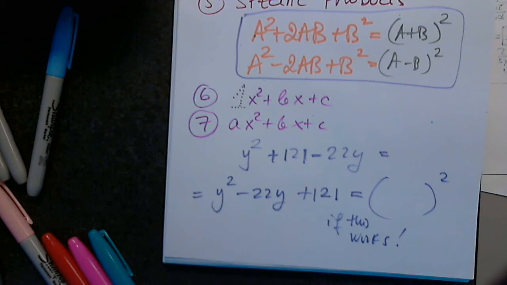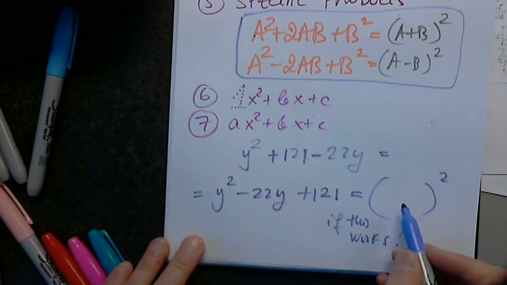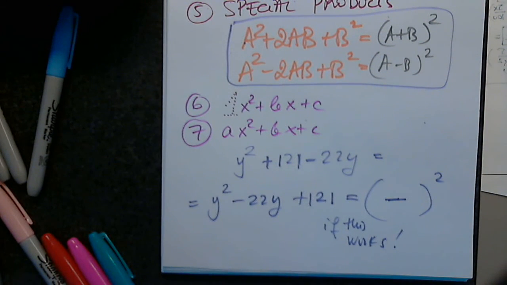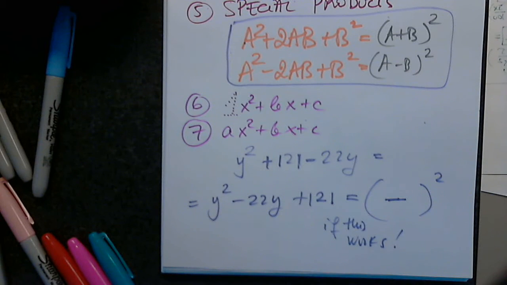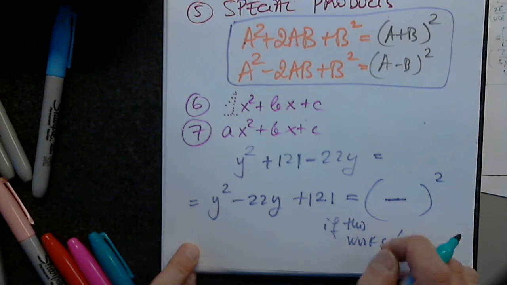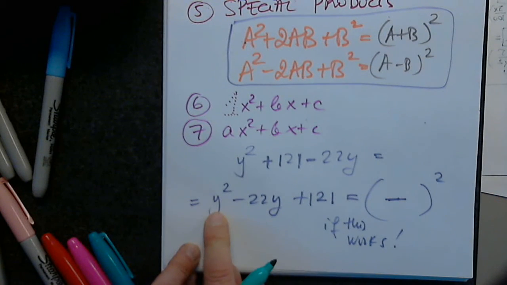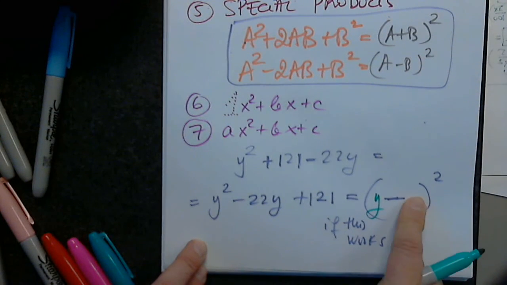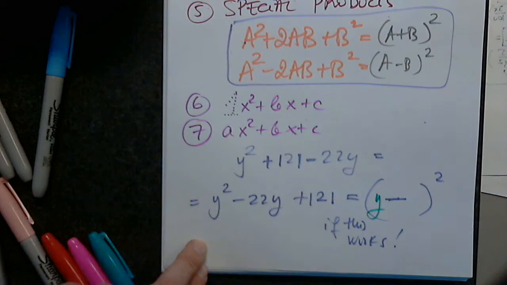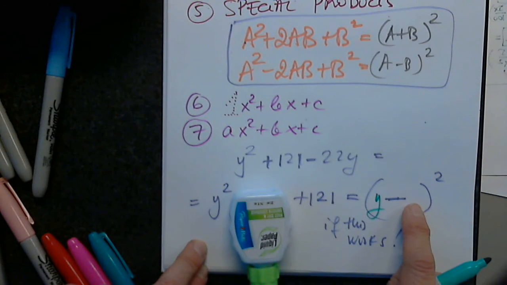Okay, so I'm thinking, since the middle term is negative, what sign do I have to have here? Negative. If this is negative, this must be negative. If that is positive, this must be positive. One more time: negative. Correct. Good. So now I'm thinking, like we did before with the sum and difference of cubes and so on. What squared is y squared? y. What squared is 121? It's 11.